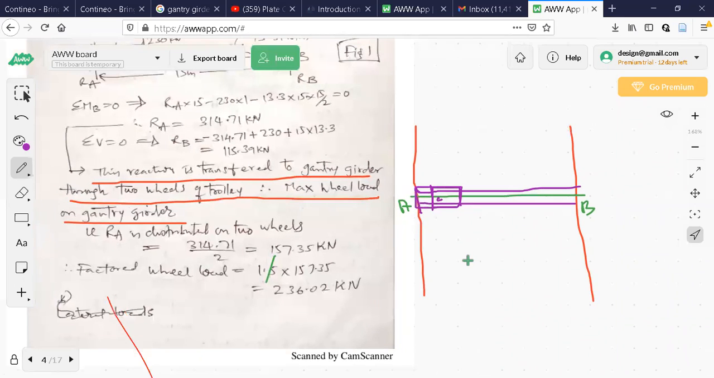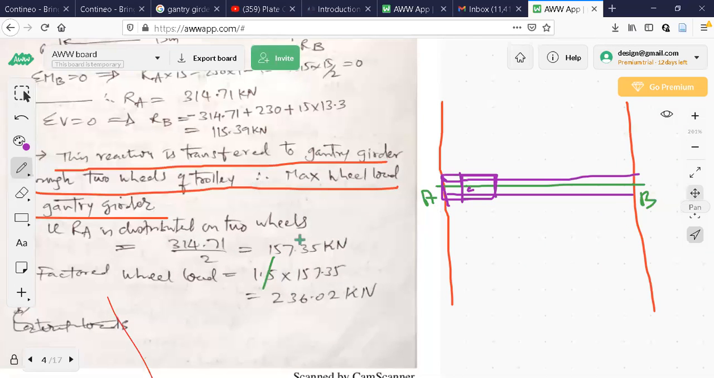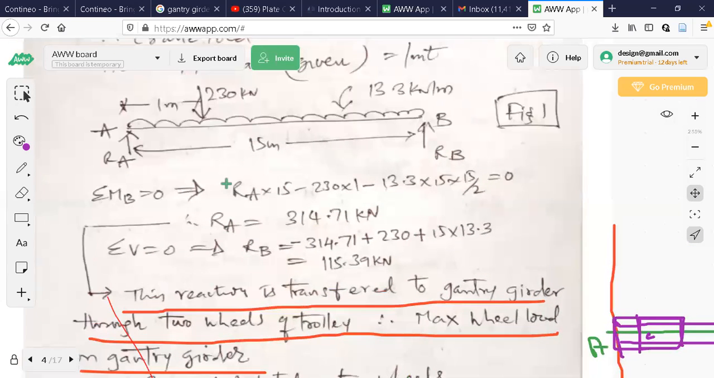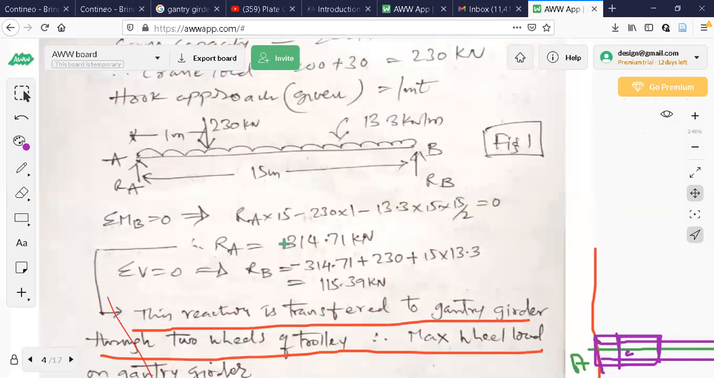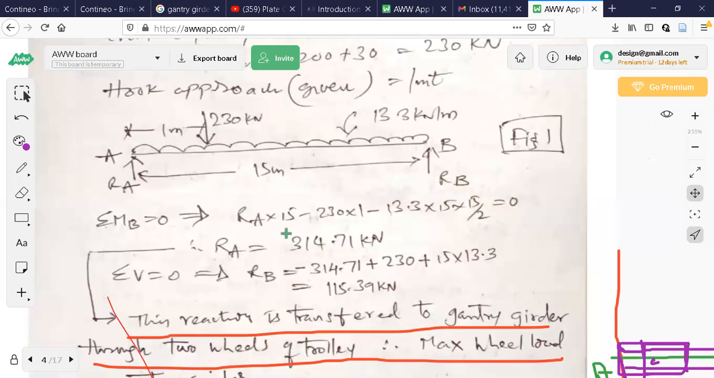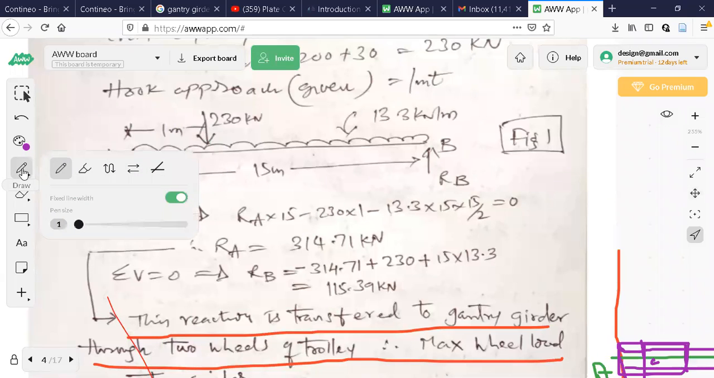Excuse me, sir. Yeah, tell me. Sir, the array is wrong. Check it. Sir, the equation is wrong. Minus 230 into 14. Okay, let me check it again. RA into 15 is correct. Yes, sir. Moment about B, 230 into 14. Yes, you're right.